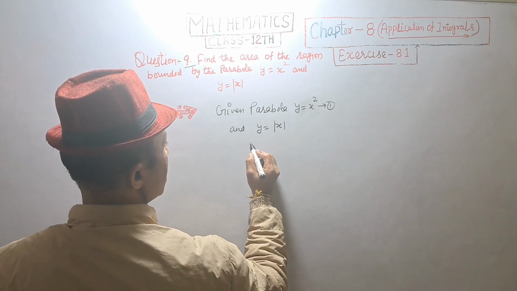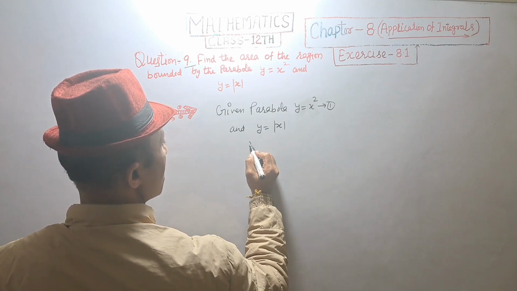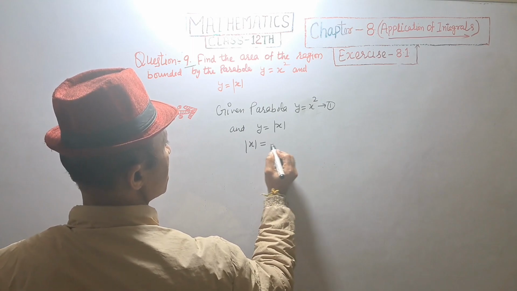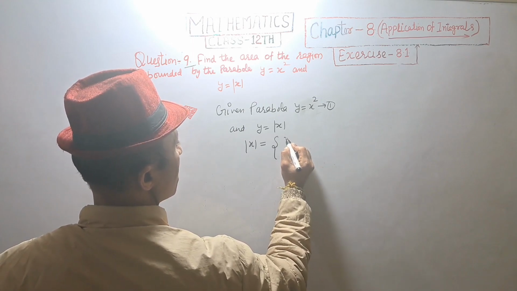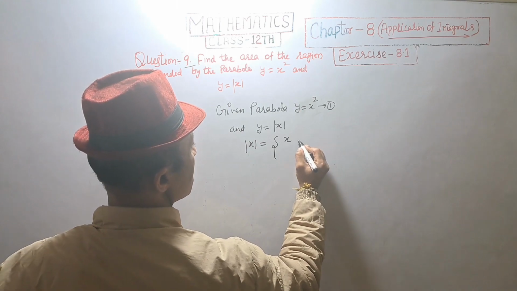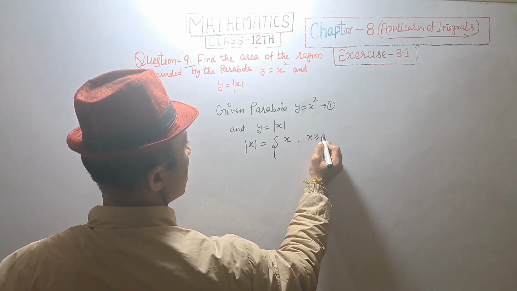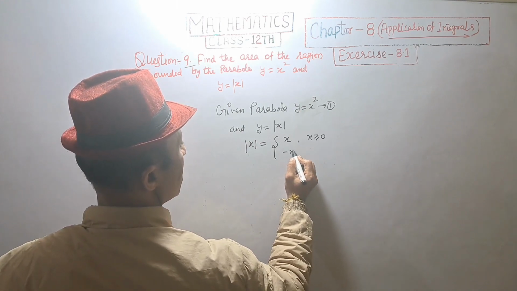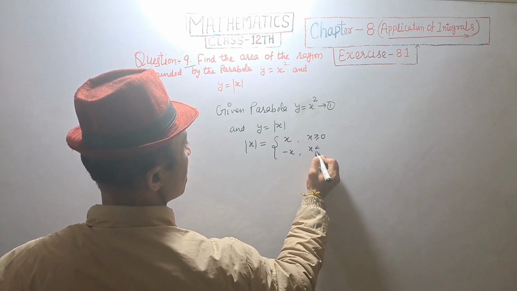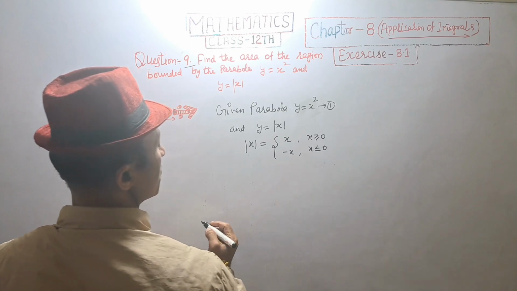So mod x can be written as: mod x is equal to positive x when x is greater than or equal to 0, and negative x when x is less than or equal to 0.